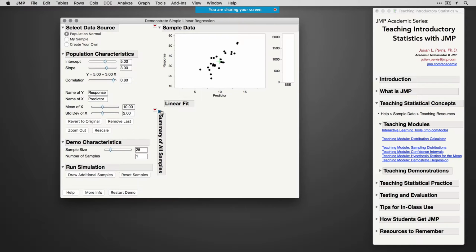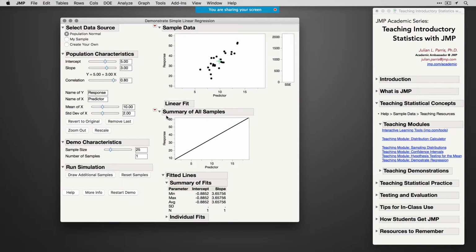So I'm going to expand this section here, the summary of all samples, and this black line is the population slope and intercept. That's the population linear regression. So if I move anything here, that'll change this one. And so I'll leave it exactly where it was before. Now, when I draw a sample, I want you to see what happens. I'll draw a few here. What JMP will do is plot each sample around that population line.